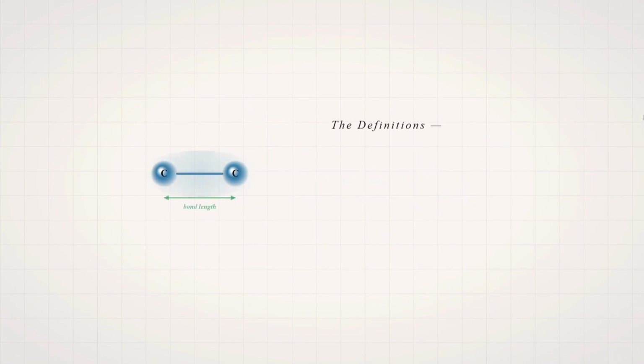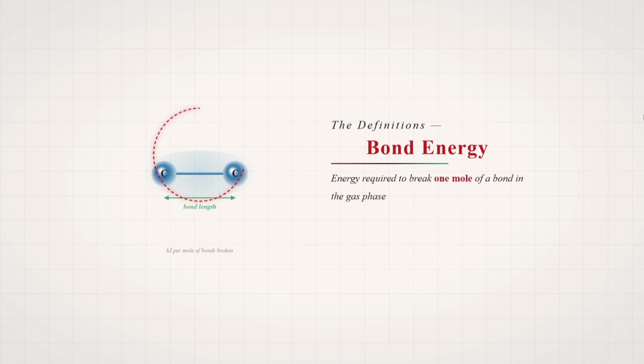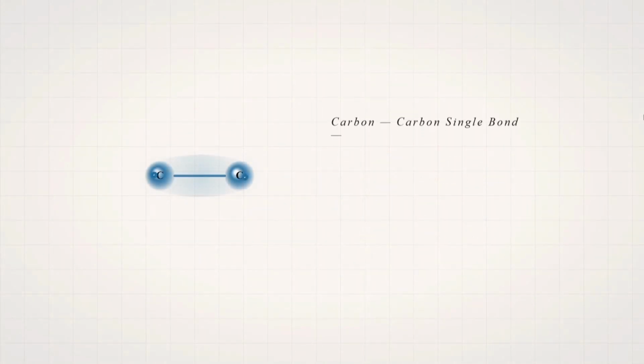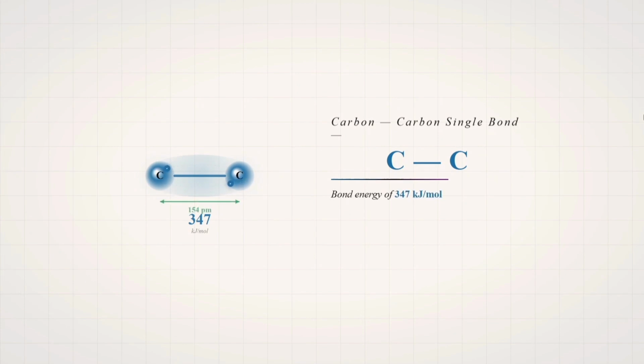Bond energy is the energy required to break 1 mole of a specific bond in the gas phase, and bond length is the average distance between the nuclei of 2 bonded atoms. Now, look at carbon-carbon bonds. A single bond has a bond energy of 347 kilojoules per mole. It takes that much energy to break it.